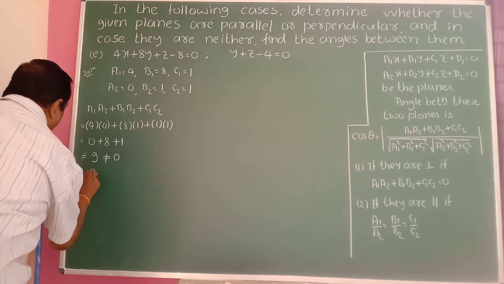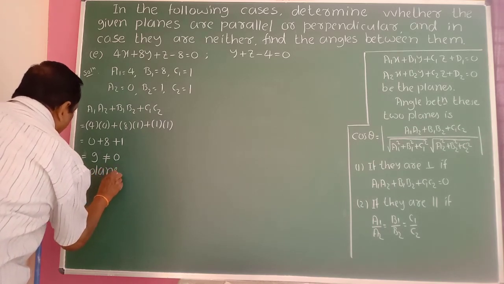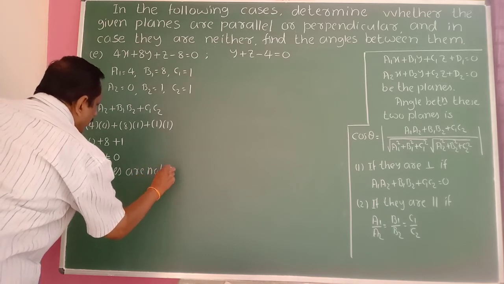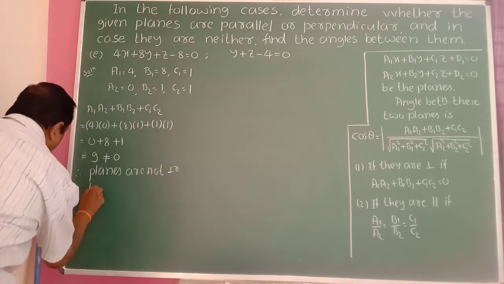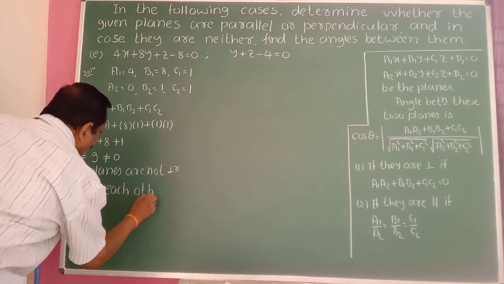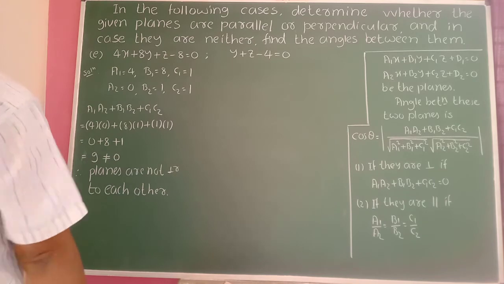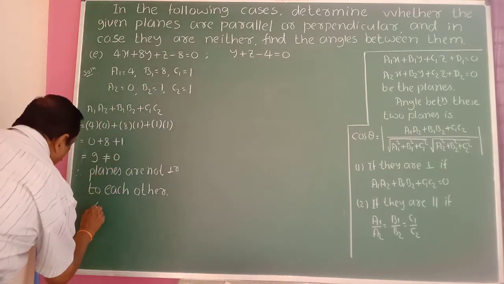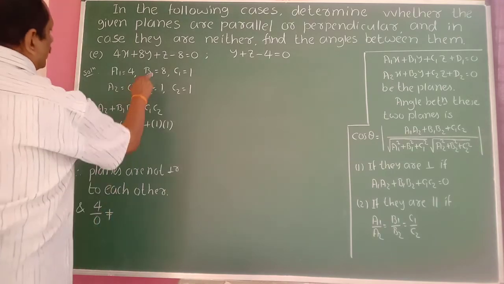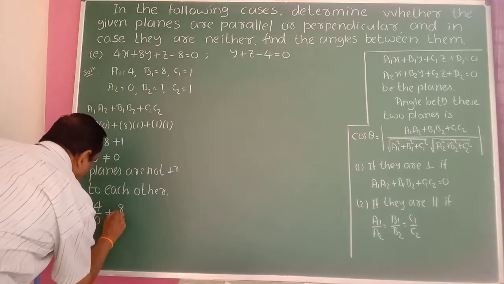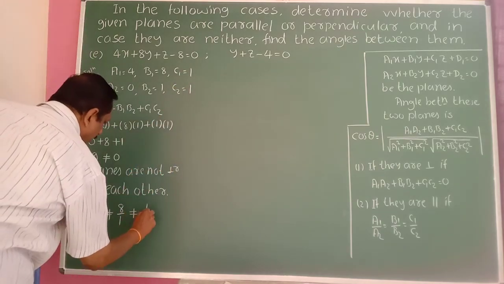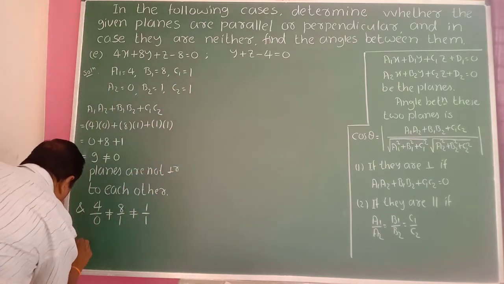Therefore planes are not perpendicular to each other. And 4 upon 0 is not equal to 8 upon 1 is not equal to 1 upon 1 here. Therefore planes are not parallel to each other.